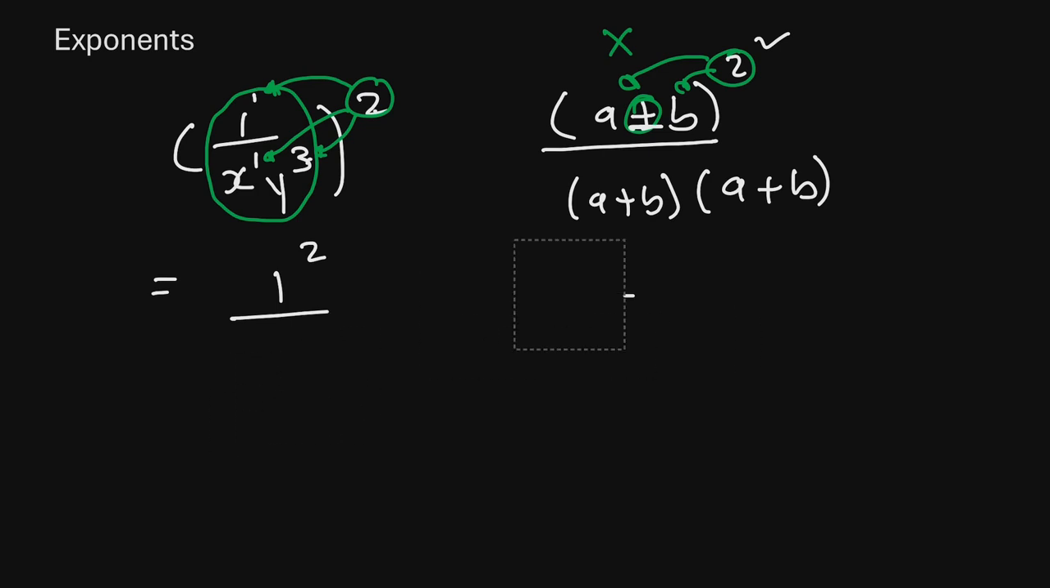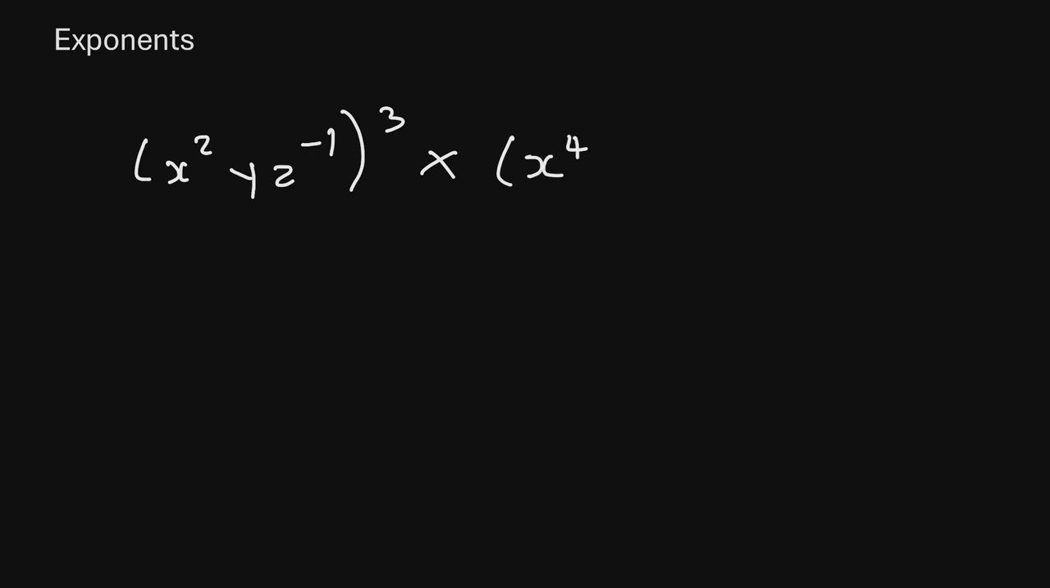So now, let's move on to the next example. Let's say now we have (x to the power of 2, y, z to the power of negative 1) all raised to the power of 3, multiplied with (x to the power of 4, y, z to the power of 3) all raised to the power of negative 1. So now, when we simplify this following problem, we are going to apply the law that we talked about in the previous problem.